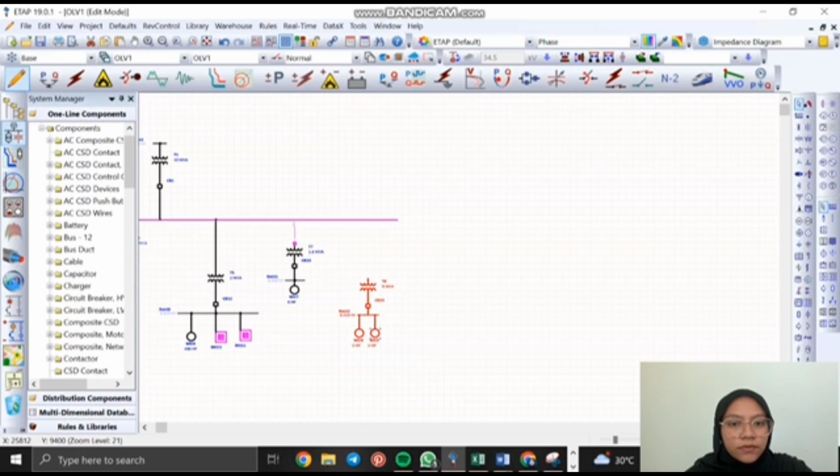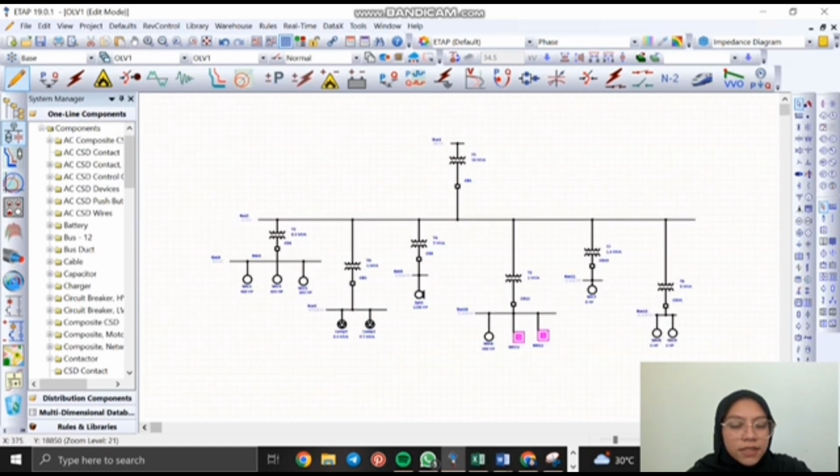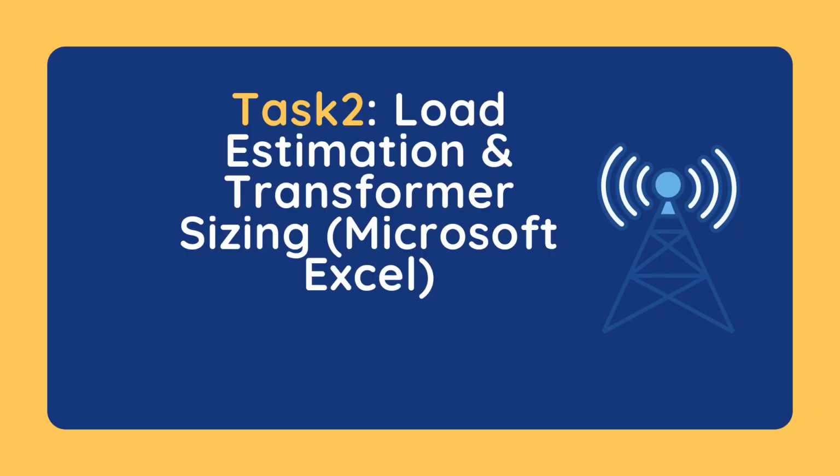And for T7, we also need to step down to 415 volt to supply load to a motor. And lastly, T9, we also need to step down to 415 volt to supply power to 2 loads. That is all from me.